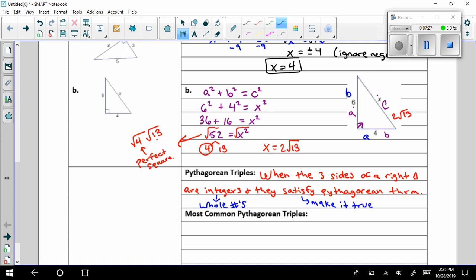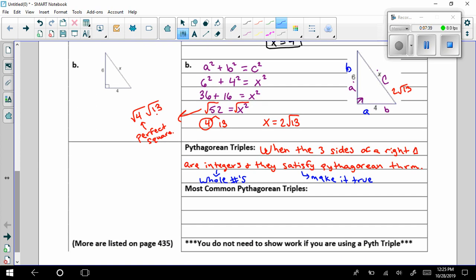So whole numbers that, if you plugged into a squared plus b squared equals c squared, it would be true. The a squared and the b squared added together would be your c squared. So we have common Pythagorean triples used in construction and stuff like that. 3, 4, 5 is the most common one. You can multiply all of those by 2 and get 6, 8, 10. That is also a triple.